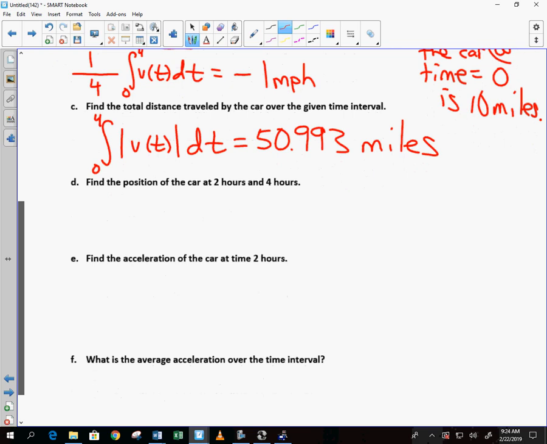Now it says to find the position of the car at 2 hours and 4 hours. Please think about this, because this is a question that always comes up. I asked Grace, and she said that if the car starts at 10 and it's displaced 4 units to the left, then the position of the car is 6. Everybody see that? In order to find position, you take the start plus the displacement.